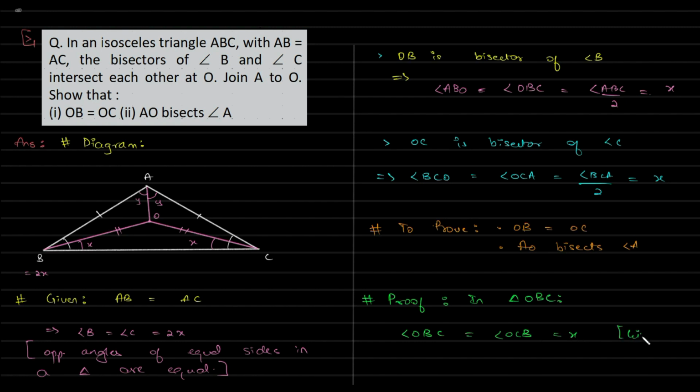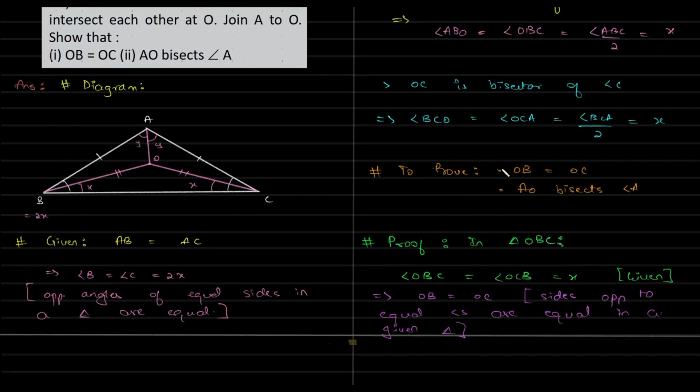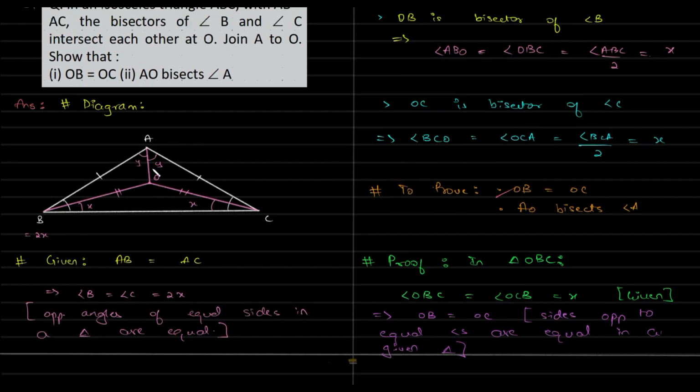All this is from the given. You can check the given, we have proved that. That's what we are trying to tell. And this implies OB is equal to OC, sides opposite to equal angles are equal in a given triangle. Okay, so we just proved that OB is equal to OC. Done.